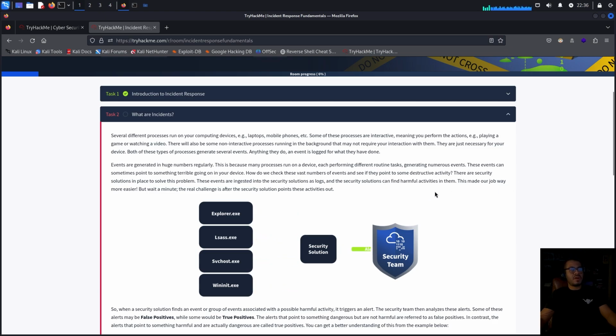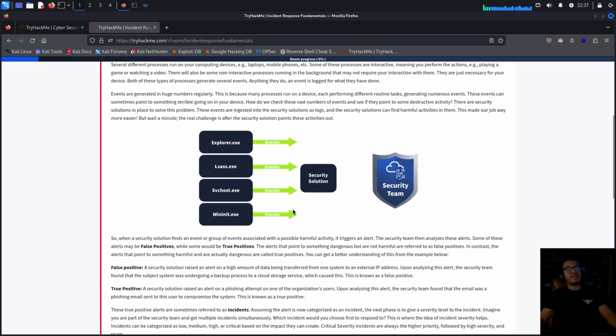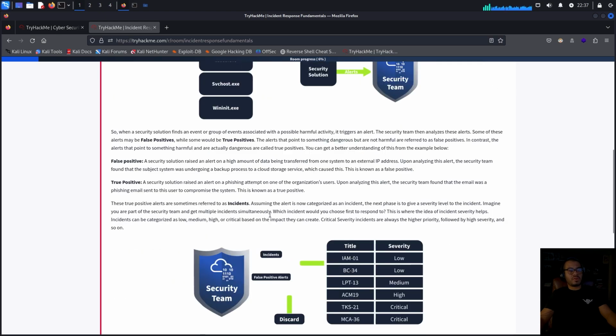These events can sometimes point to something terrible going on in your device. How do we check these vast numbers of events and see if they point to some destructive activity? There are security solutions in place to solve this problem. These events are ingested into the security solutions as logs, and the security solutions can find harmful activities in them. This made our job way easier. But wait a minute. The real challenge is after the security solution points these activities out, right?